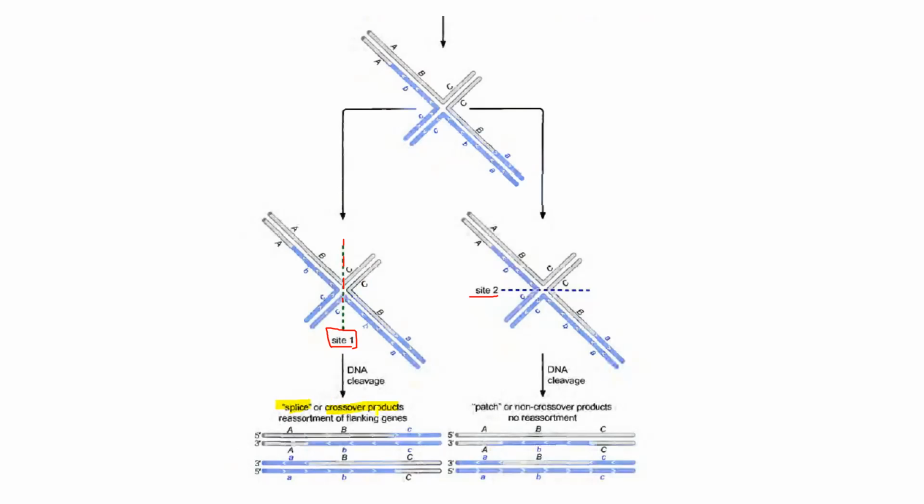This is called splice recombination products or crossover products, because the original duplexes are now spliced together such that the regions from the parental DNA molecules are covalently joined together by a region of hybrid duplex. So this generation of splice products results in reassortment of genes that flank the site of recombination.